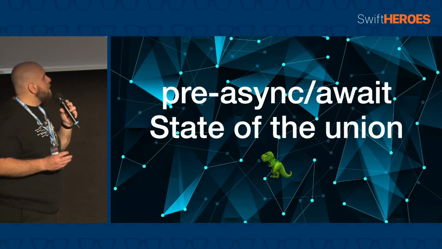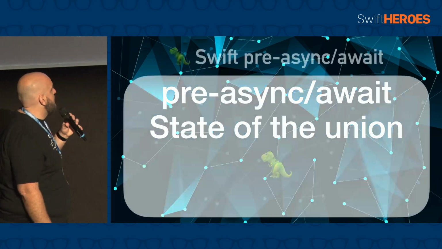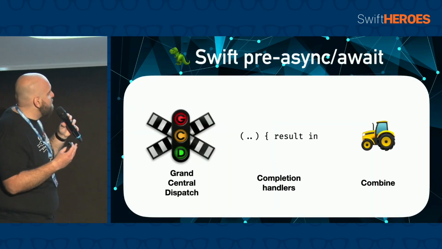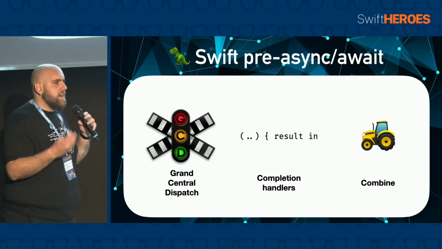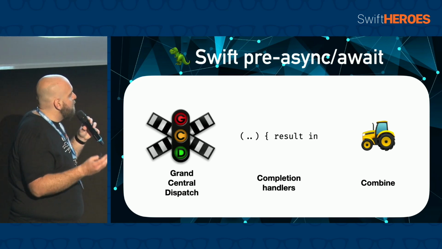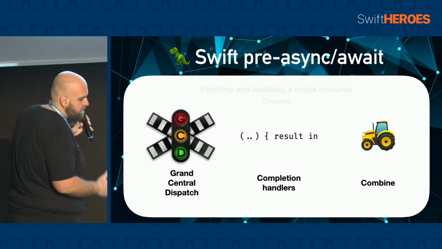Let's talk a bit about what we had before the new async/await features, what we worked with until today. The things you're most familiar with are going to be Grand Central Dispatch, things like dispatch queues. We have completion handlers to notify us when long-running asynchronous work is done. And we also have Combine, which is kind of the new kid on the block, 2 years old or so.